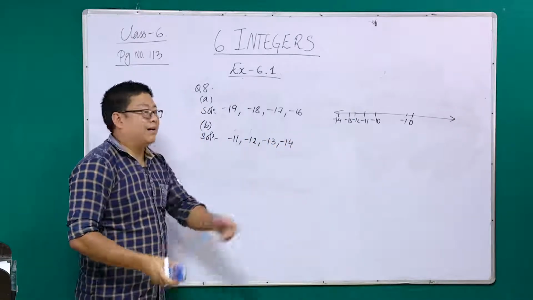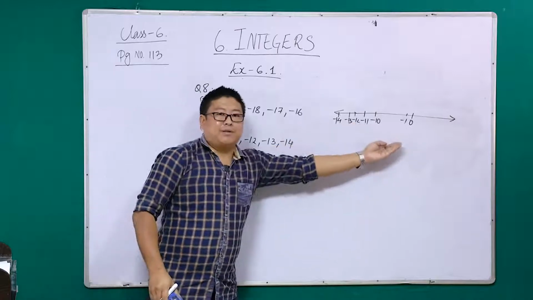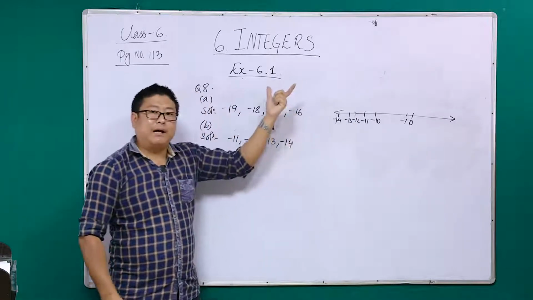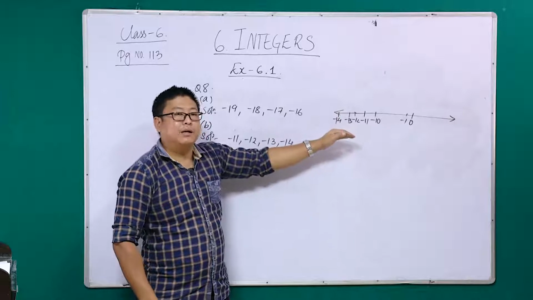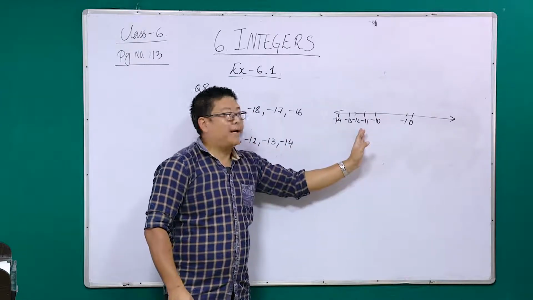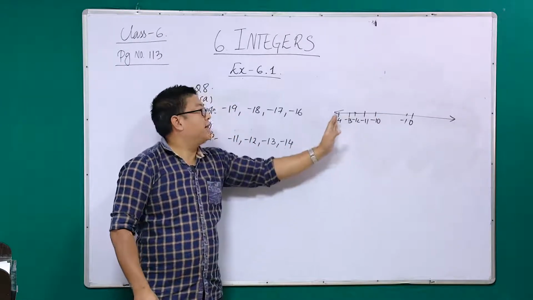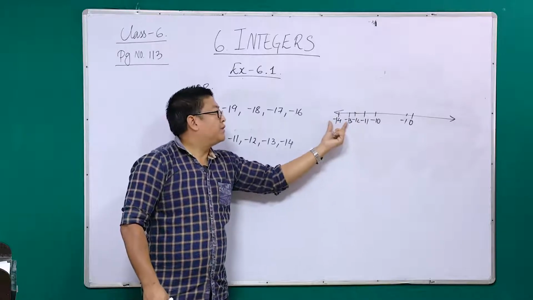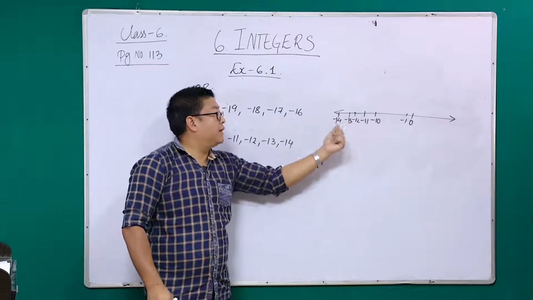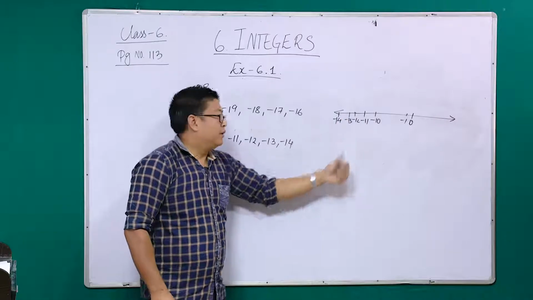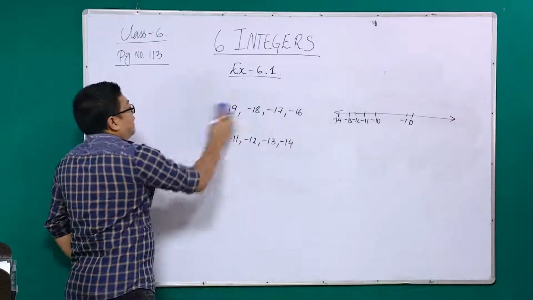We have already learned that on the left side of 0, the bigger the number gets, the smaller its value becomes. That means the number on its right is always greater. If it is minus 14, minus 13 is bigger than minus 14, all right? So with that, question 8 is over.